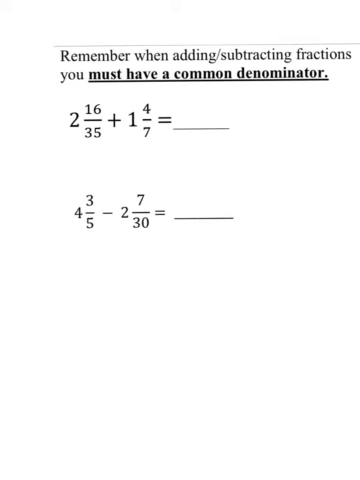Okay, on to question 3. We need to remember when we are adding and subtracting fractions, we must have common denominators. You can see in both of these problems, we do not have common denominators. So in the first one, we are looking at 35 and 7. Well, I know that I can make 7 into 35, an equivalent fraction out of 35. So I think 7 times 5 is 35.